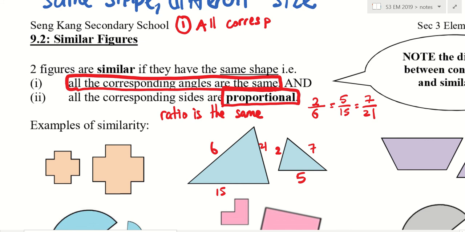Now, I know the lengths don't make sense. This one should be here, this one should be there. But I want you to see later on, when I divide, the ratio will be the same. Clear? So the lengths will be different, but the ratio is the same. Do you understand?